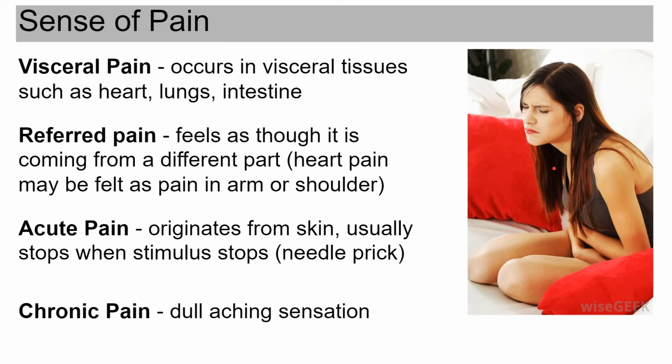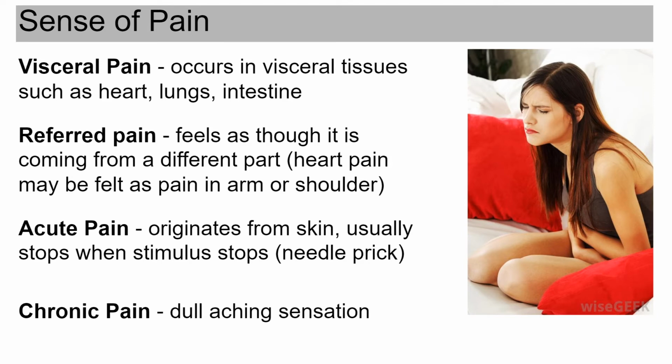So pain. What is pain? There's different types. Visceral pain occurs in visceral tissues such as your heart, lungs, and intestines. Referred pain feels as though it's coming from a different part. So when someone has a heart attack, they get pain in their shoulder for guys a lot of times, or for women, it's more up into the jaw. So that would be referred pain. It's somewhere you're feeling pain, but not where it actually is.